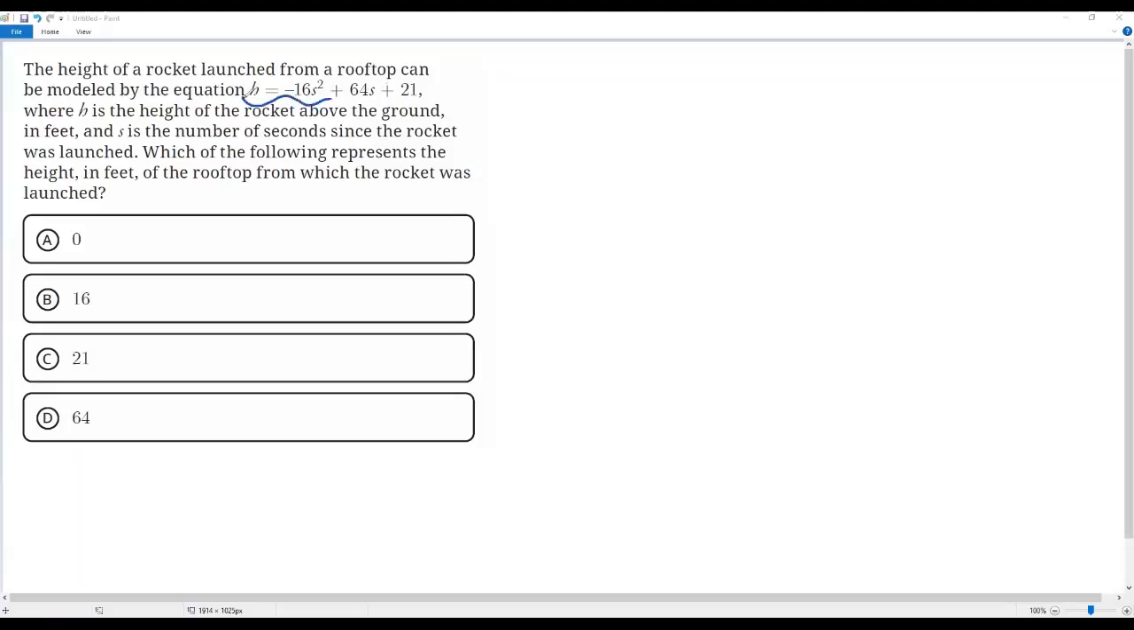For this kind of quadratic function, the initial height is nothing but the height when time is 0. Here s represents the time in seconds. So when I plug s equals 0 into this function, I'll get the initial height. The s squared term becomes 0, and 0 times everything is 0. The first term becomes 0, and 64 times s also becomes 0, and we have 21.